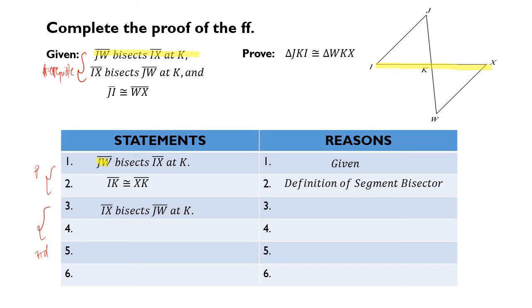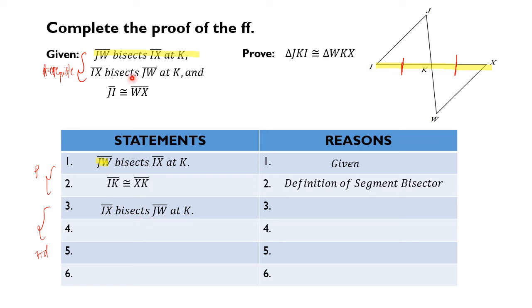Okay, we can say that side IK is congruent to side XK by the definition of segment bisector, the properties from earlier. Okay, may congruency na. Saan galing yung side IK is congruent to side XK? From the prerequisite statement. Ito na yung congruence statement natin.